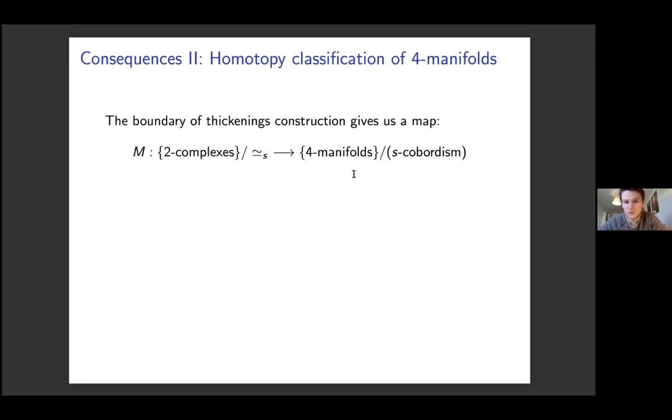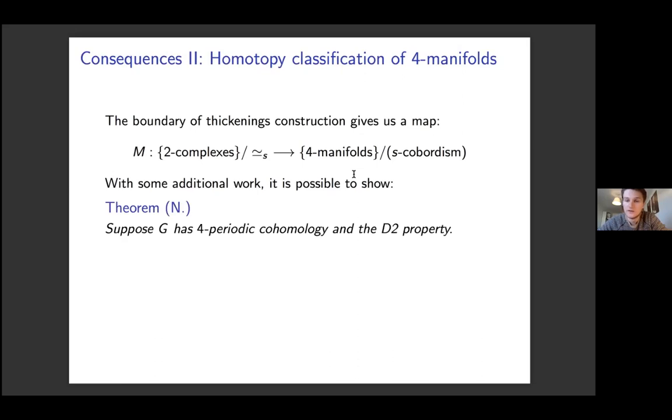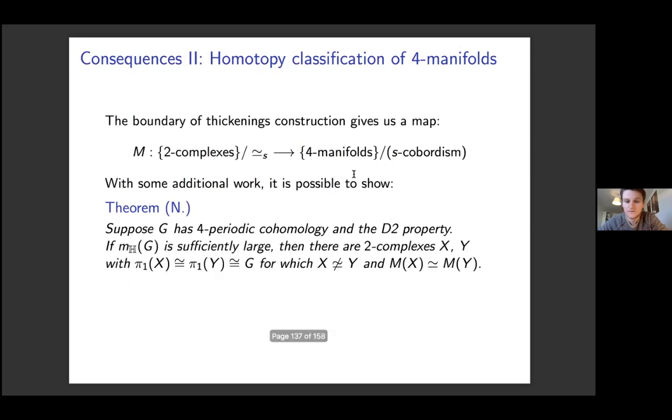Okay, and the second consequence is for 4 manifolds. So recall that we had this construction which takes 2 manifolds to 2 complexes to 4 manifolds. And with some additional work, it's possible to show the following. Suppose G has 4 periodic cohomology and the D2 property. Then if MH of G is sufficiently large, you can always find 2 complexes X and Y with fundamental group G, for which X and Y are not homotopy equivalent, but the corresponding 4 manifolds are homotopy equivalent.